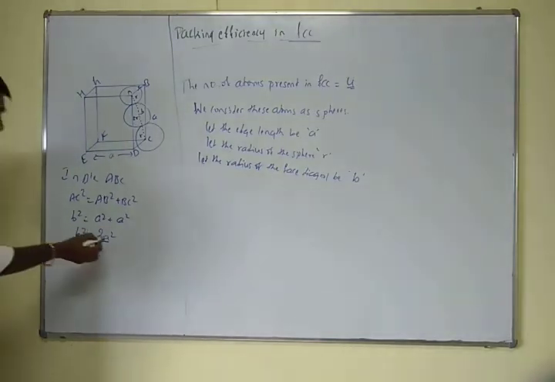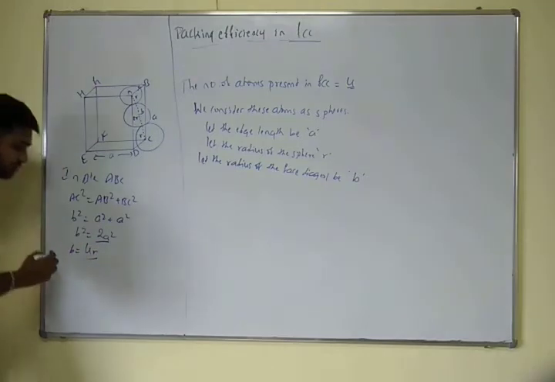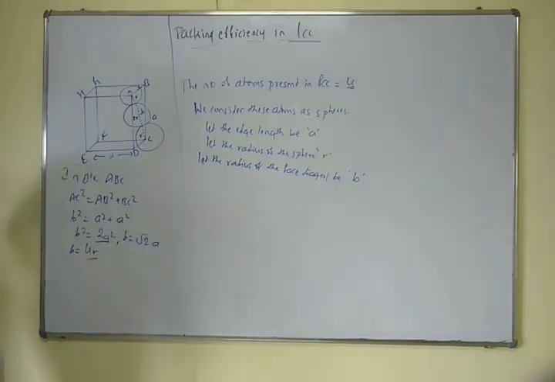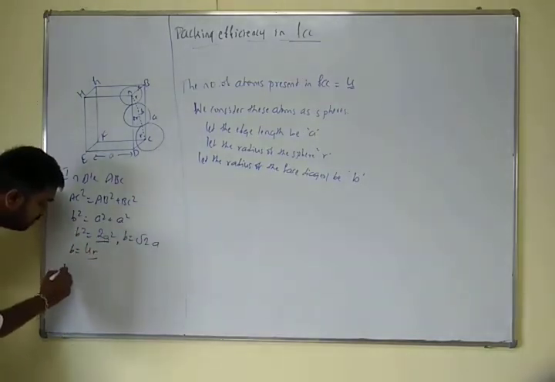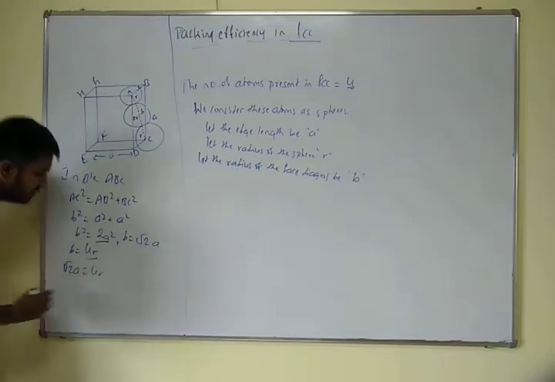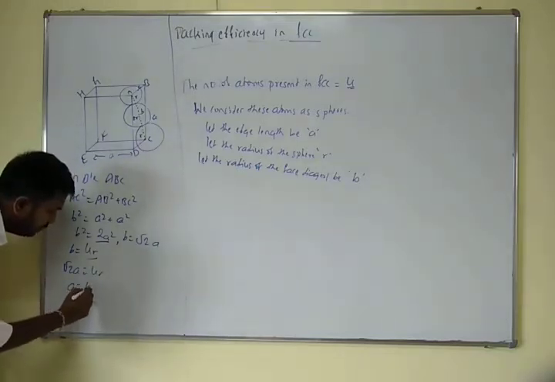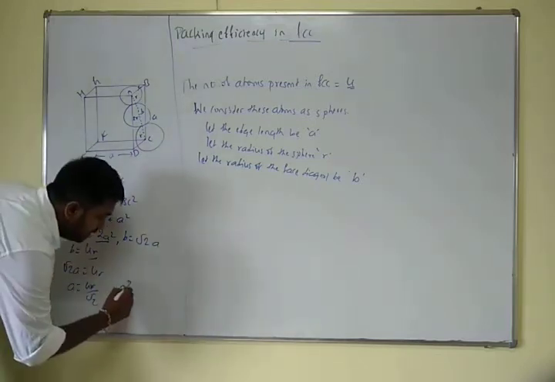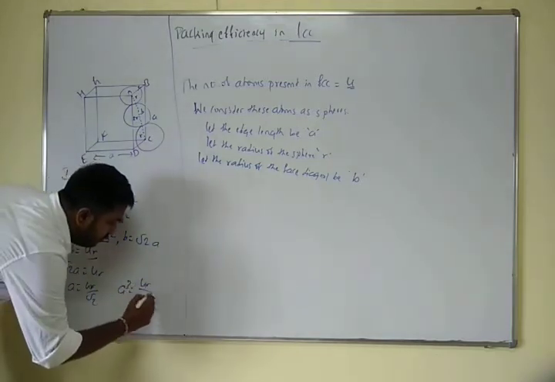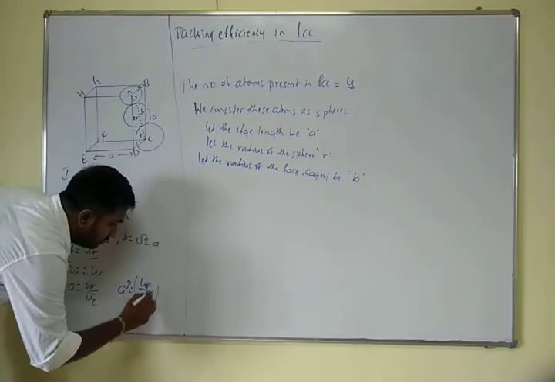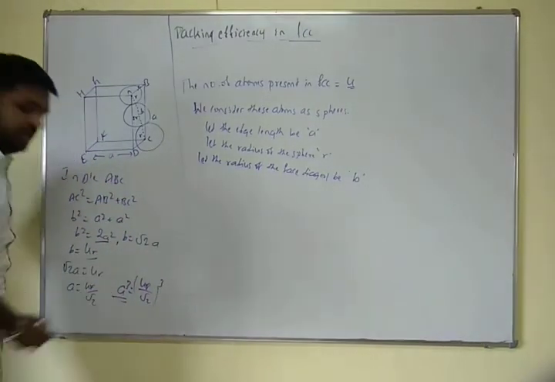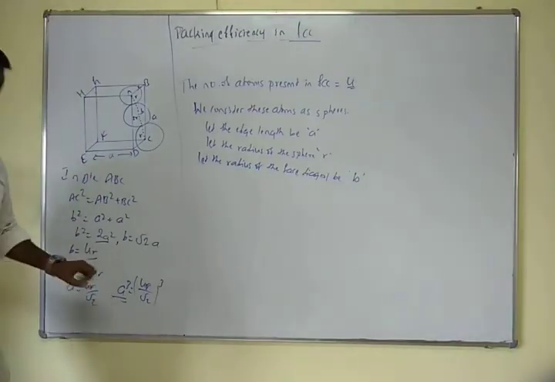Now let's focus on the value of A. B square is 2A square, so B is root 2 times A, and B is 4r. So now let's calculate the value of A. A is 4r by root 2. So A cube, that is the volume of the unit cell, is (4r by root 2) whole cube. This is a simple representation of A cube, that is, we have got the volume of the unit cell.